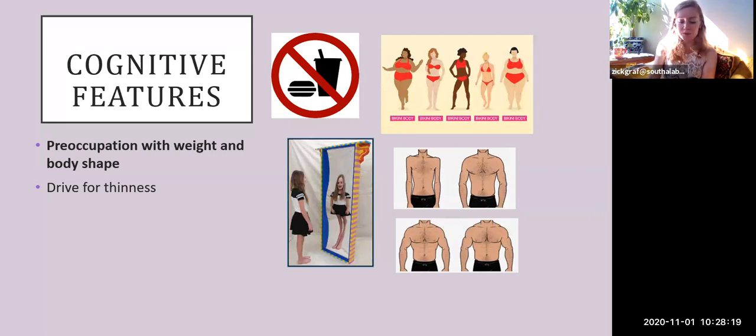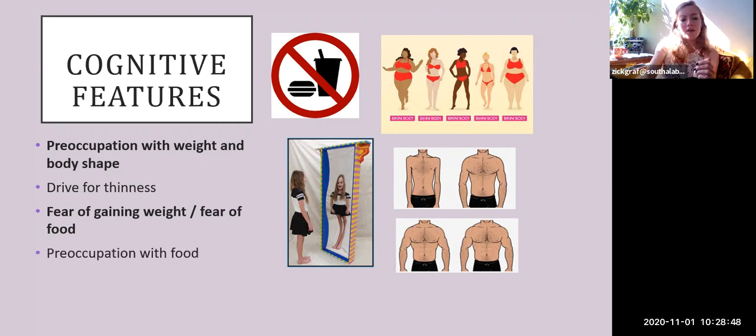Cognitive features of disordered eating can include a drive for thinness, which is an extremely strong goal to be thinner than you are, a powerful desire to be thin and to lose weight. Eating disorders are also defined by a fear of gaining weight, or in some cases, a fear of food. People who restrict will often talk about fear foods, or foods that they intentionally avoid eating, usually because they're thought to contain too many calories or be too calorically dense.